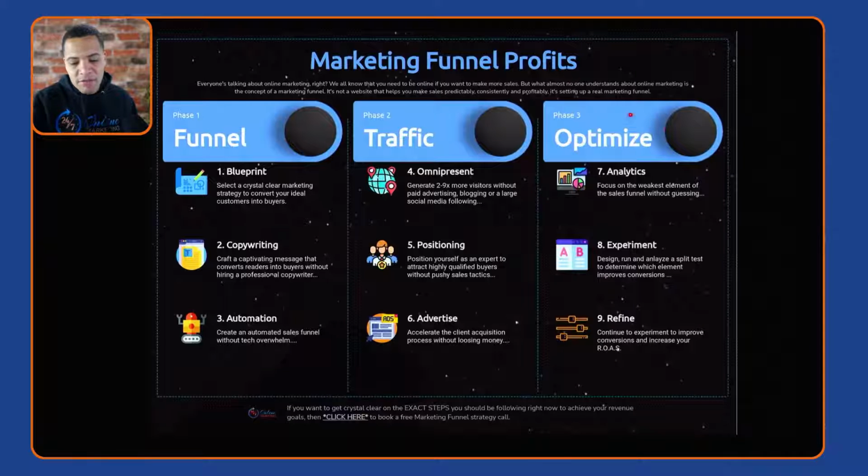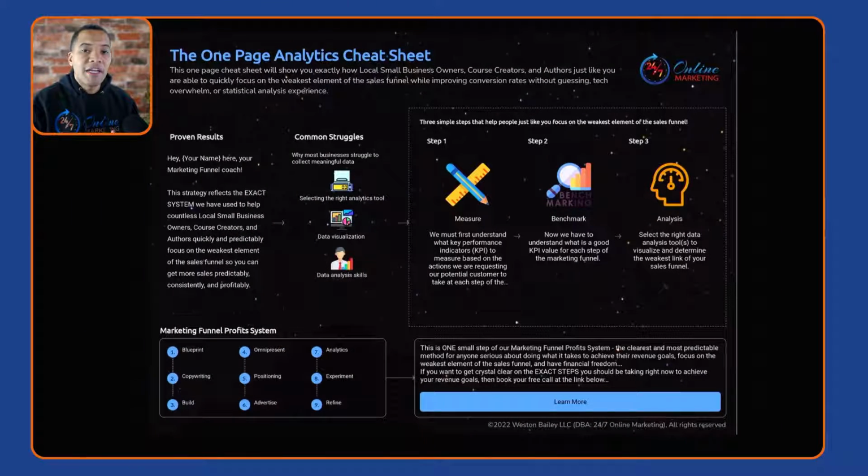Last week we talked about the analytics, step number seven of the optimize phase. And then today we're going to talk about the experiment phase. So just real quick and brief, in the analytics phase, what we discussed was you have to measure, you have to benchmark, and then you need to do analysis. You need to analyze, right?